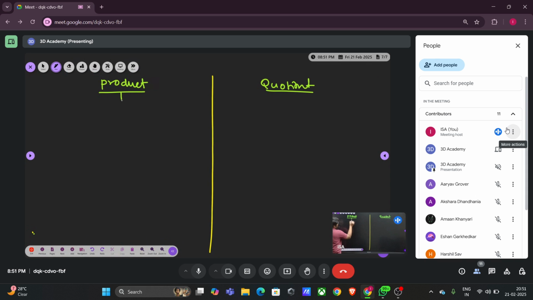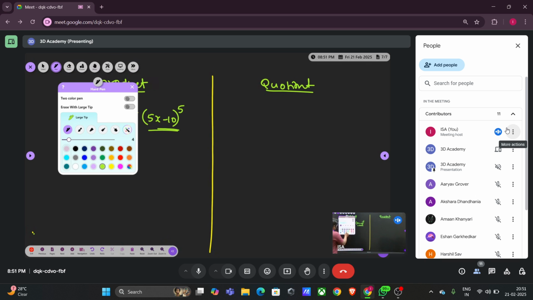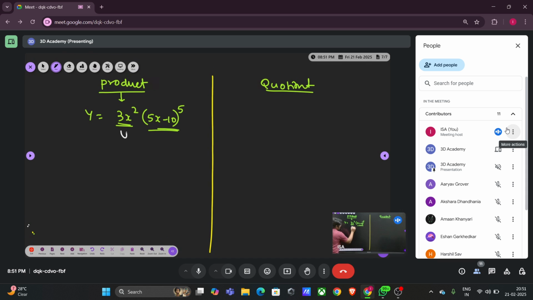So whenever there is a multiplication of two or more functions, let's say for example, if I say y is equal to 3x square bracket 5x minus 10 raised to power 5, I cannot expand this bracket till 6 terms. I cannot multiply this directly inside. Yes or no? So here it becomes difficult to differentiate. So what we do, we assume first function as u, second function as v.